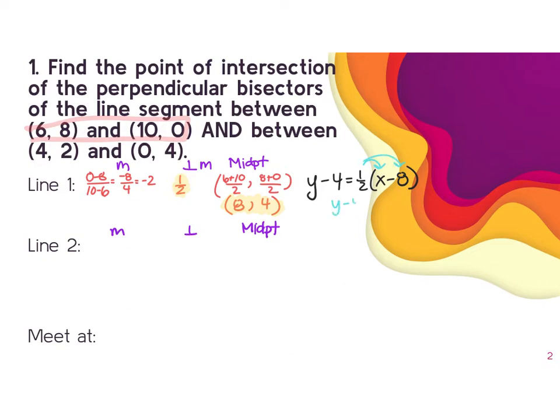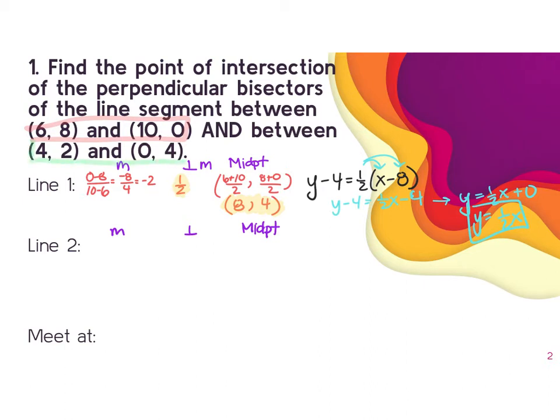So we have y minus 4 equals 1/2 x minus 1/2 times 8, which is 4. We want to get y all by itself, so we're going to add 4 to both sides. So we get y equals 1/2 x plus 0, and we can write that as y equals 1/2 x. We are going to use this equation in a little bit, so we're going to come back to it. But for now, let's move on to line 2.